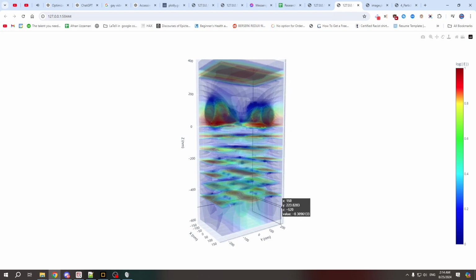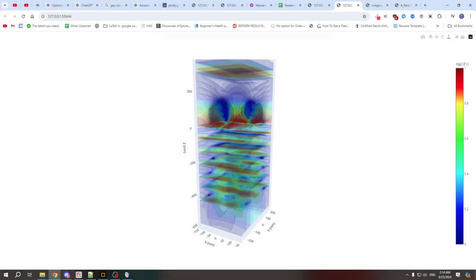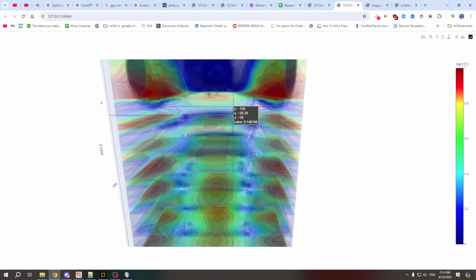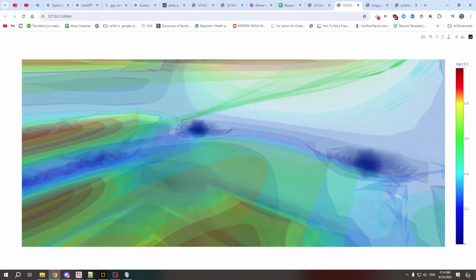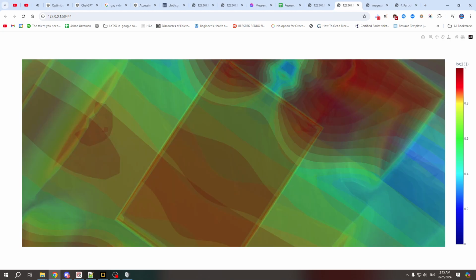The back reflector that we placed was below z equal to -500, so roughly around here. This would be the back reflector where almost no electric field is present. And this part would be the substrate, and here's the nanoparticle. You can zoom in inside as well and see how exactly it changes.